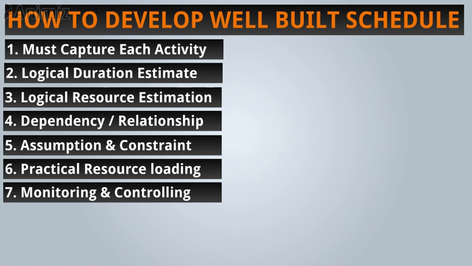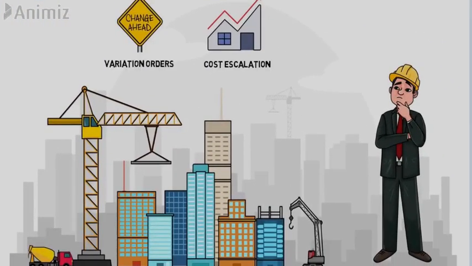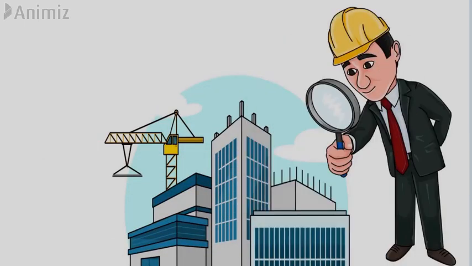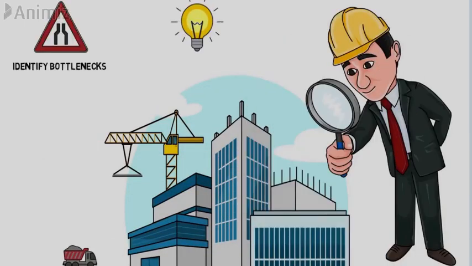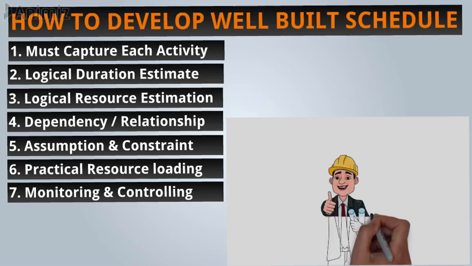Now coming to the last point, which is monitoring and controlling. A schedule is prepared once, but its monitoring and controlling is being done for the entire life cycle of the project to find the cost escalation, time overrun, and various other defects during the execution of the project. It gives you a better picture about the project to identify the bottlenecks and spot opportunities for project success.